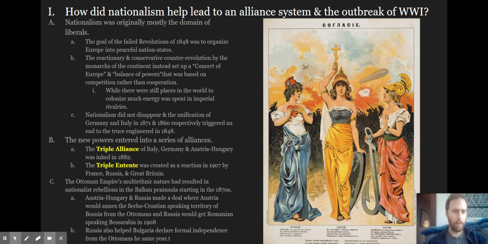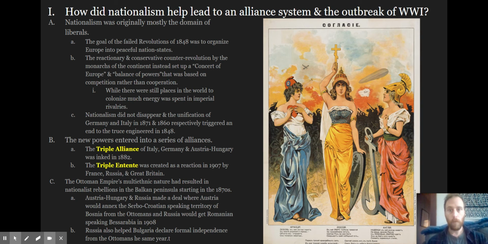So instead of spending energy and money fighting in Europe, the imperial powers fought around the rest of the world. And that helps tie into imperialism, which we'll get to in a second. And so basically, as long as there's colonies to colonize, no need to go fight a land war in Europe.